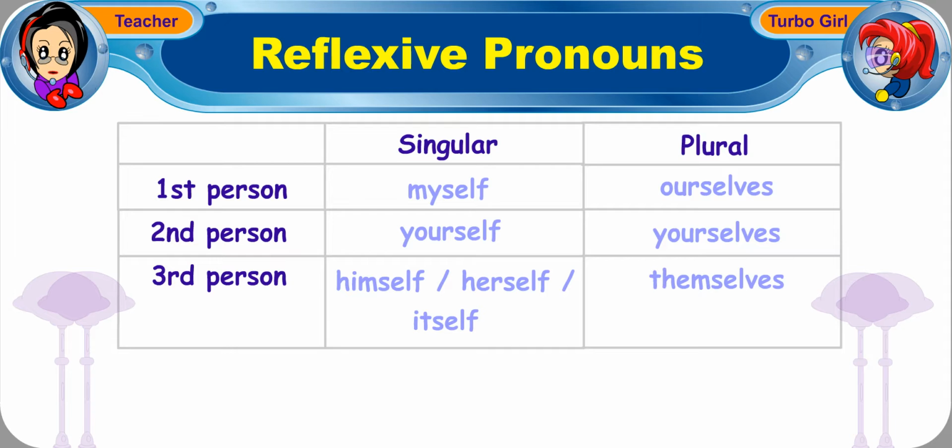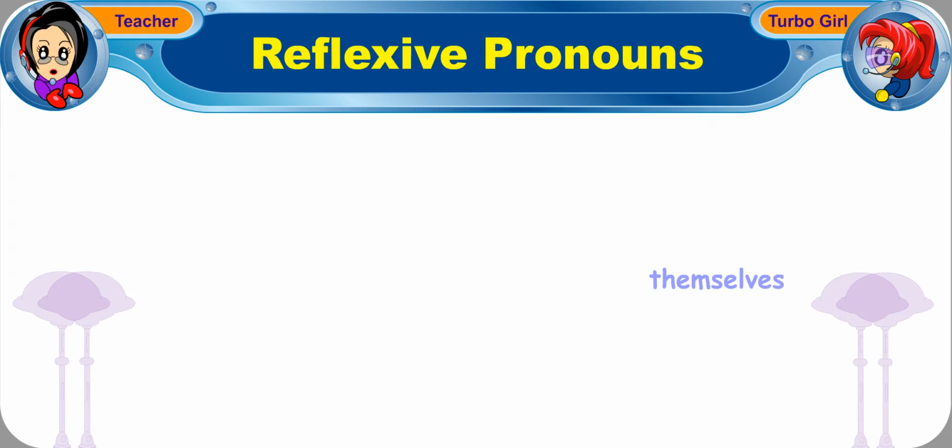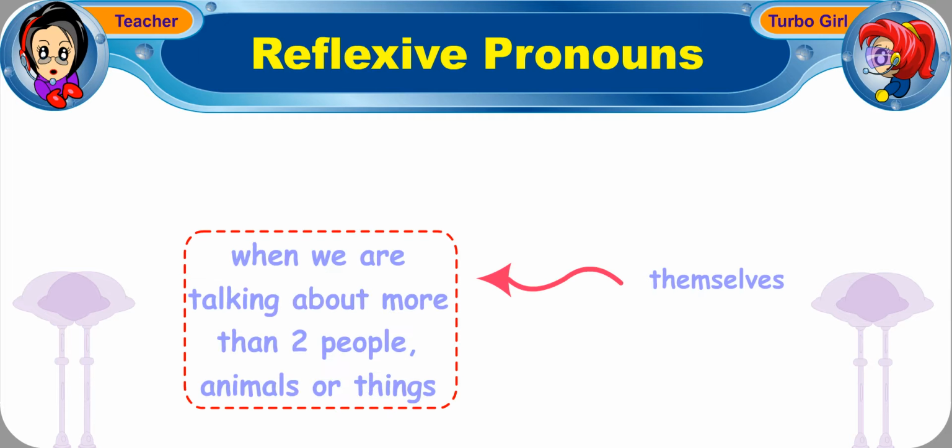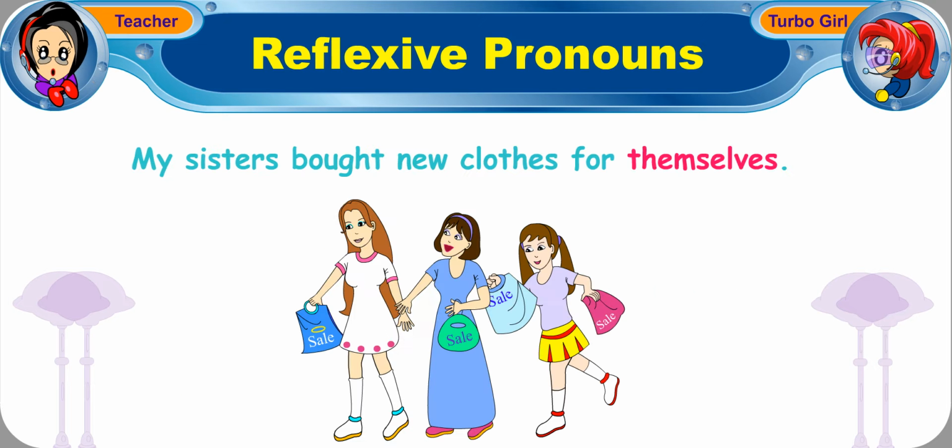Let's look at the last reflexive pronoun. Themselves is the plural form of himself, herself, and itself. We use themselves when we are talking about more than two people, animals, or things. For example, my sisters bought new clothes for themselves. We use the plural reflexive pronoun themselves to refer to sisters in the sentence.